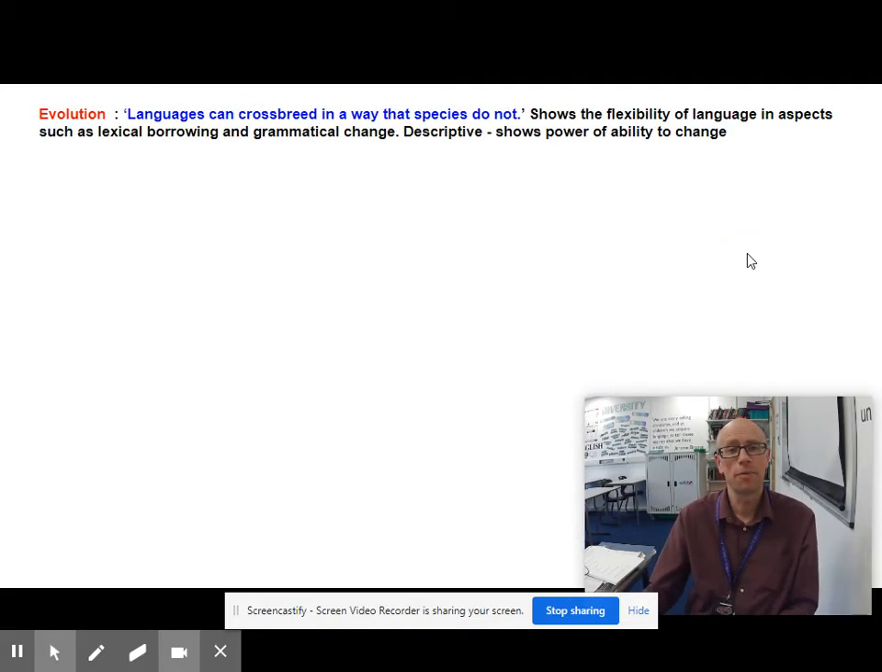Right, so if we think about evolution, that surely would be languages can crossbreed in a way that species do not. So what the quotation shows is the flexibility of language in aspects such as lexical borrowing and grammatical change. And this is a descriptive point of view. It shows the power of the language to change.